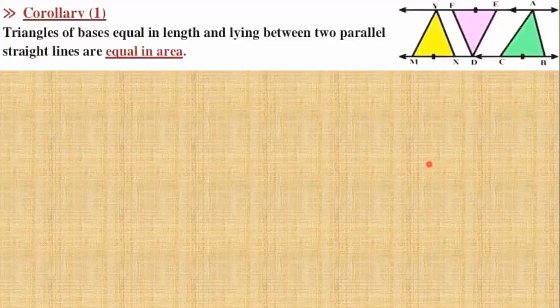Corollary number one for theorem two. Triangles with bases equal in length and lying between two parallel straight lines are equal in area. It means here if we have two parallel lines and many triangles, the yellow, the red, and the green, if the bases of the triangles are equal in length, the areas of the triangles are equal too. They are equivalent triangles.